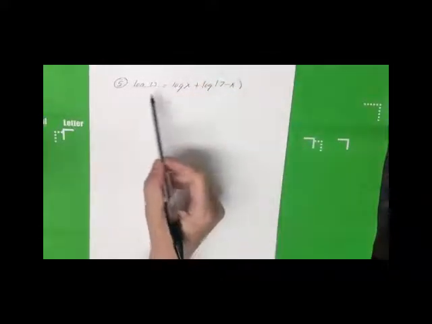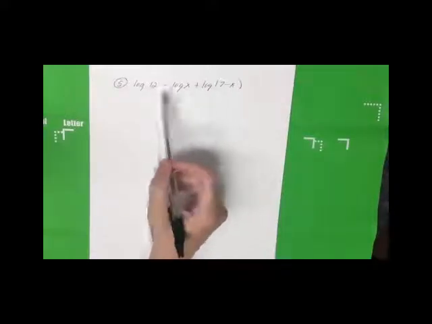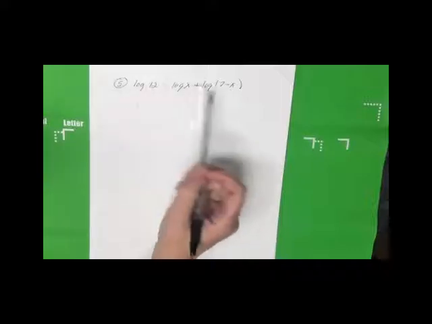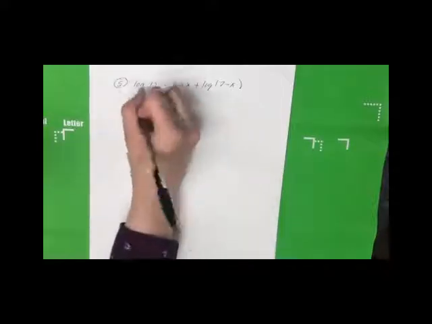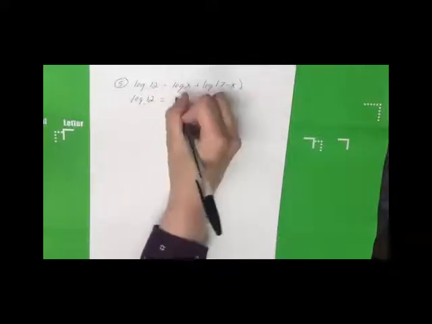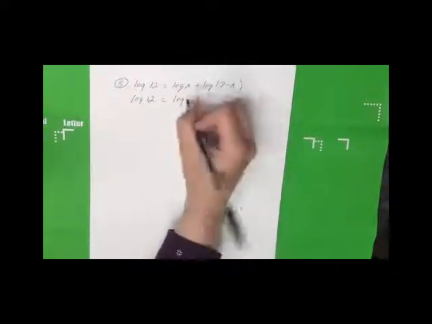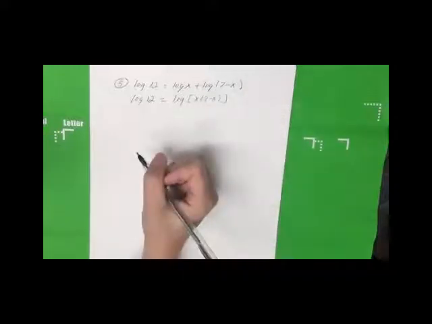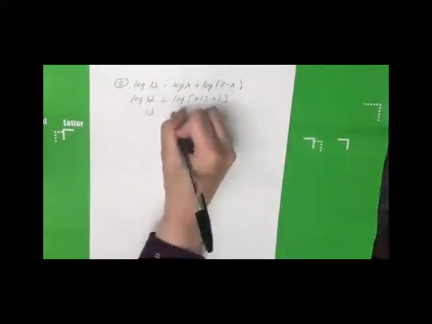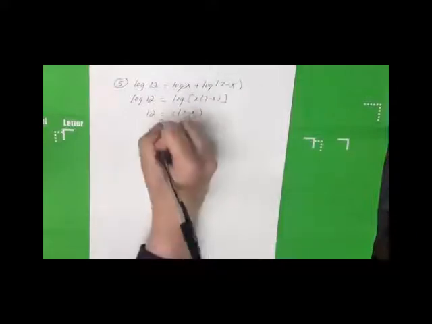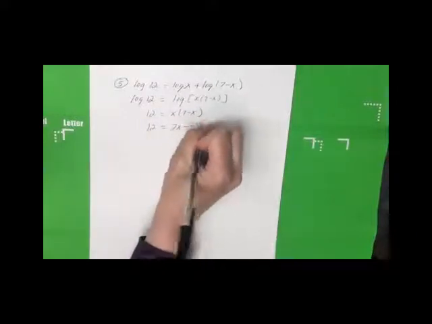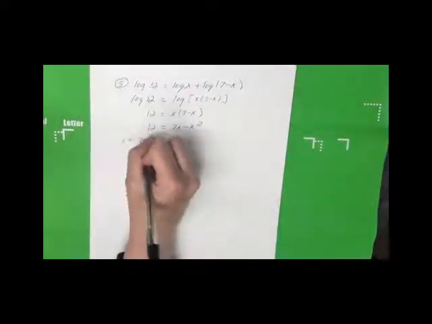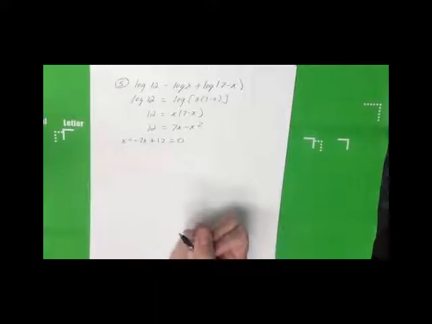Notice on this one, this is the other type. I can't drop the logs right away because I've got two logs over here. Remember, when you have a log on each side, you can drop the logs by one property. But what I can do is combine these. This is a product, because remember, this was a sum, so I got the log of x times 7 minus x. Now I can drop the log. So I got 12 equals x times 7 minus x. 12 is 7x minus x squared. So it's quadratic again. Let's bring this back over here. I got x squared minus 7x plus 12 is 0.